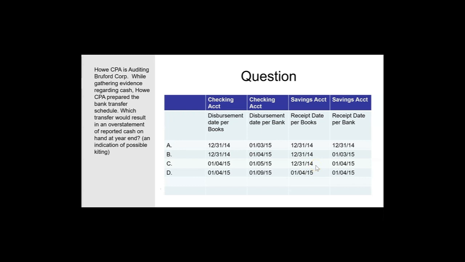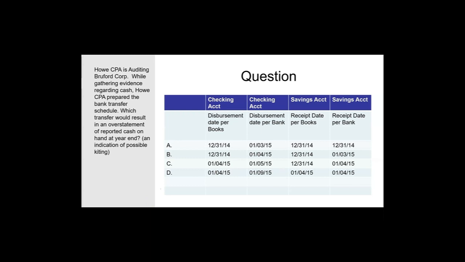What about choice C? Okay, here the transfer was recorded in the books on 12/31/14 again, but look at the disbursement date per books. The transfer wasn't recorded in the books until the subsequent period. So letter C looks like it's an attempt to overstate reported cash balances. Letter C makes it look like that transferred amount is recorded in the savings account and still in the checking account at year end, because the disbursement wasn't recorded in the books until a few days into the subsequent period. So letter C is the correct answer.